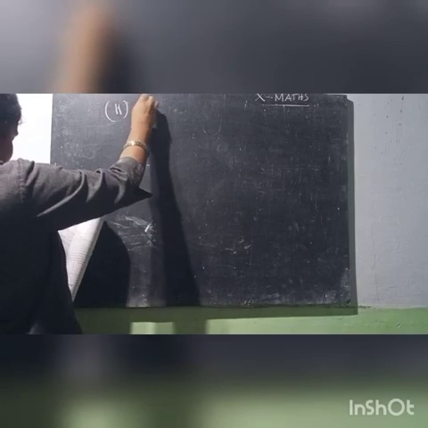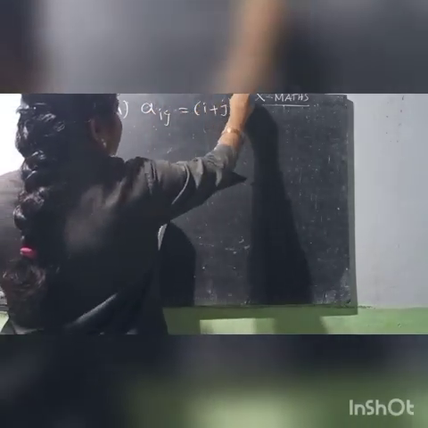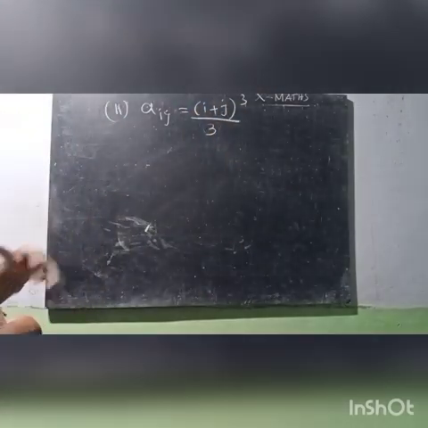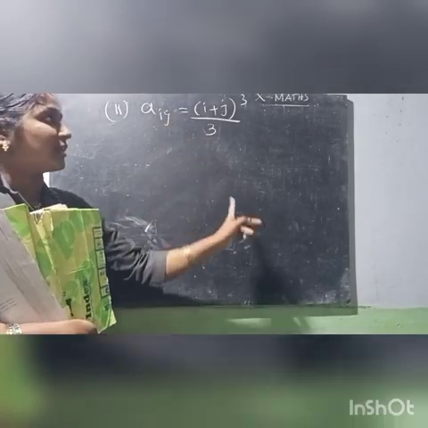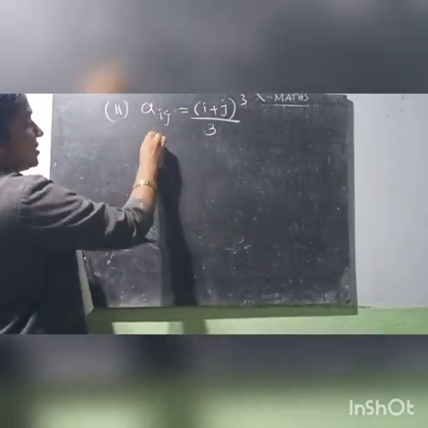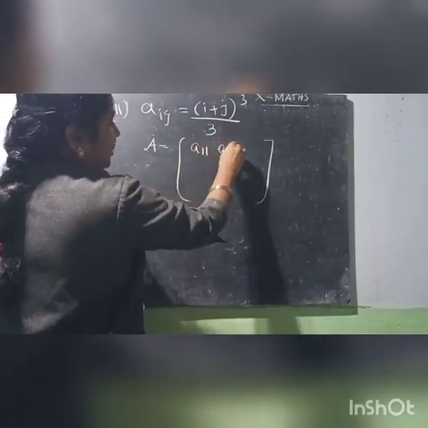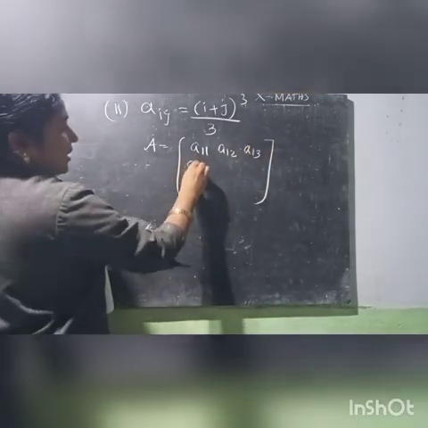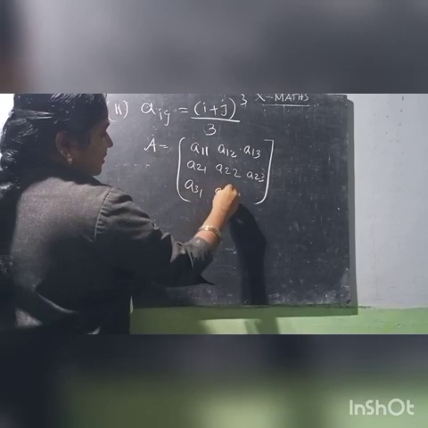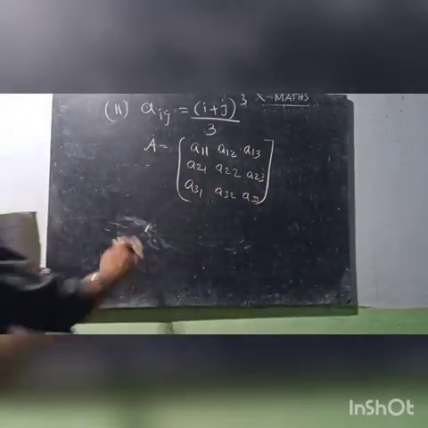Second one, Aij equal to (i plus j) to the power 3 divided by 3. Now we have to construct the same 3 cross 3 matrix. Let me write the general form of the matrix: A11, A12, A13, A21, A22, A23, A31, A32, A33. Now we have to find them out one by one.